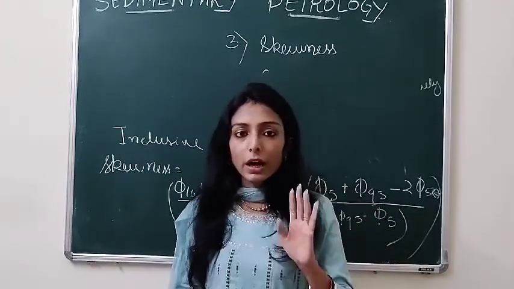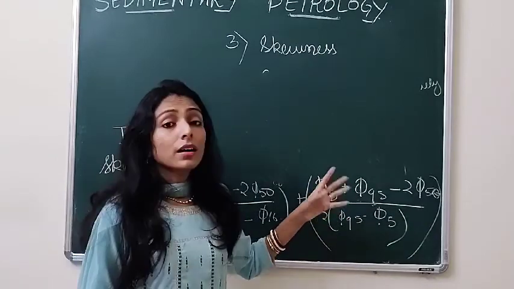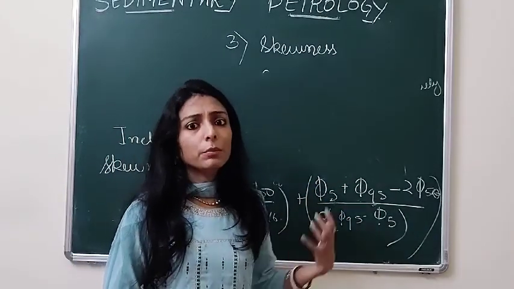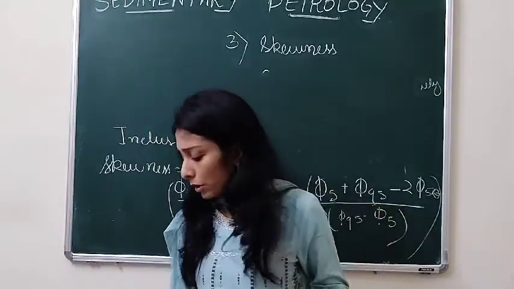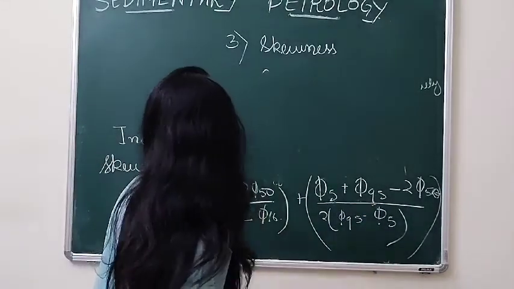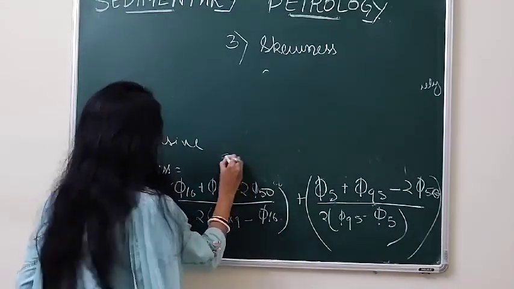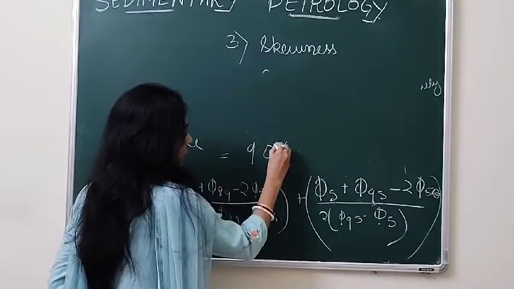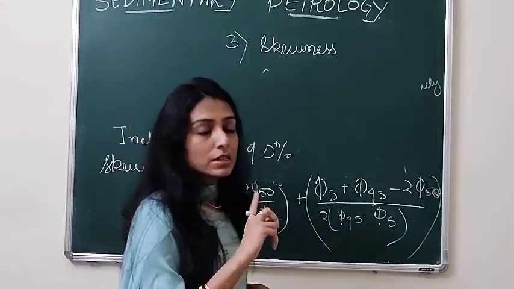If you have any doubts or any problem in learning this formula by heart, the derivation can be done. So why is inclusive skewness taken into account? Because it includes almost 90% of the data. Okay, and graphic skewness does not.